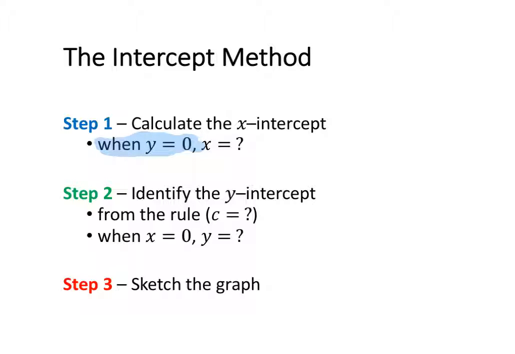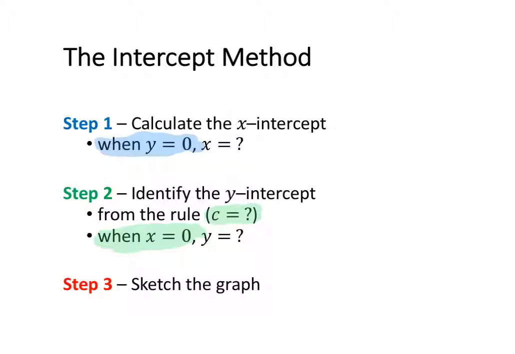The second step is going to be to identify the y-intercept. Now this can be done in 2 ways. The first one is, if we know the rule and it's in the format y equals mx plus c, we can determine our value for c. The second way of determining the y-intercept is when x is equal to 0, what does y equal?